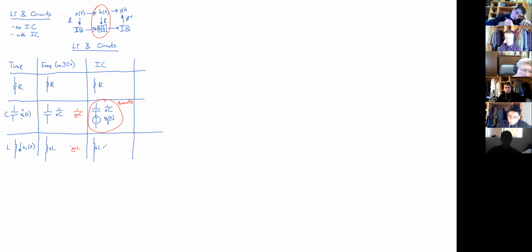Instead of placing a voltage source in series, we're going to place a current source in parallel. And it's the same thing. And since we're in the frequency domain, we need to divide that by S. Okay, this is the other thing you need to know.